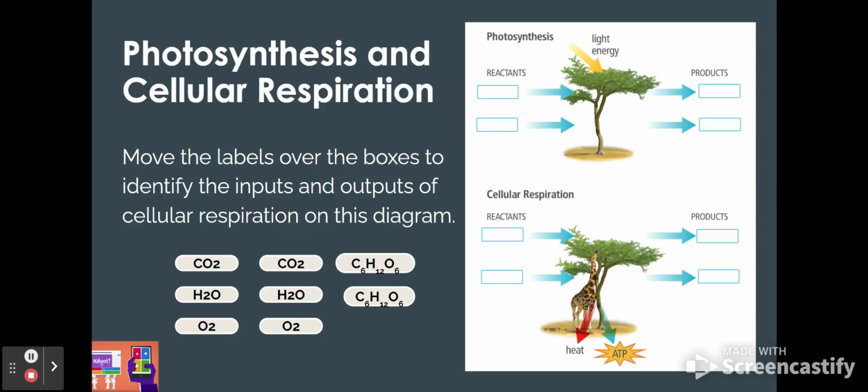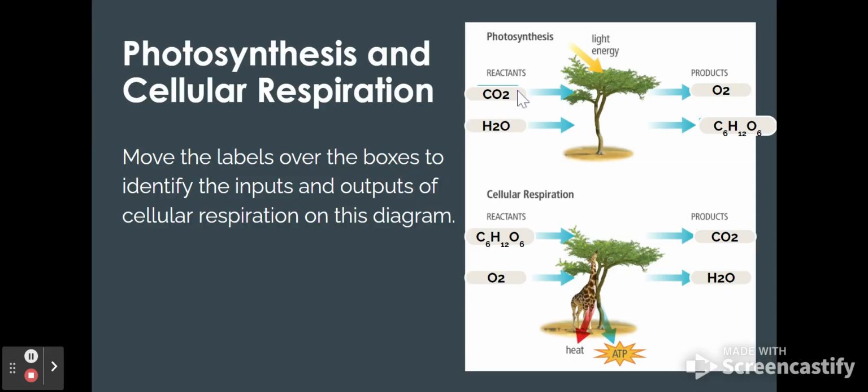Now, I want you to move the labels over the boxes to identify the inputs and the outputs of cellular respiration on this diagram. So you're going to move some so that you can complete photosynthesis and then move some to complete cellular respiration. If you do this correctly, you'll have the reactants for photosynthesis, which are CO2 and H2O, as we've talked about. And then the products are going to be O2 and C6H12O6, which is glucose. And then, conveniently, the reactants for cellular respiration are going to be the same thing as the products, glucose and oxygen, and the products will be CO2 and H2O.